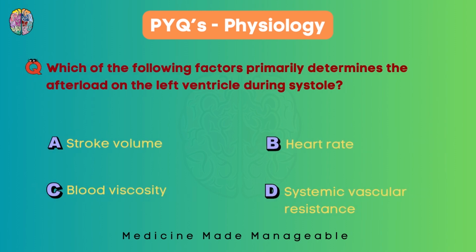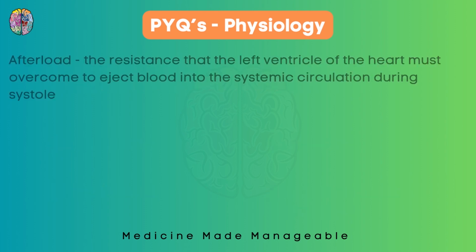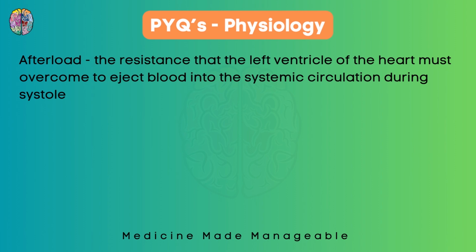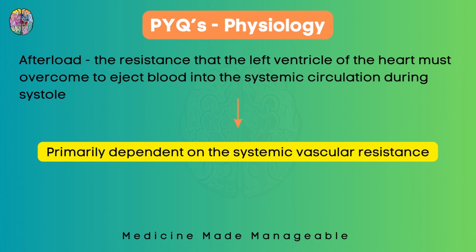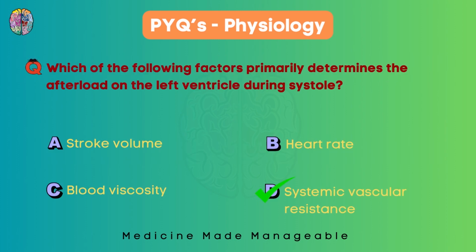Which of the following factors primarily determines the afterload on the left ventricle during systole? Is it stroke volume, heart rate, blood viscosity, or systemic vascular resistance? So what is afterload? It is the resistance that the left ventricle of the heart must overcome to eject blood into the systemic circulation during systole. And it mainly depends on the systemic vascular resistance. If a person has high systemic vascular resistance, the left ventricle is going to find it harder to push blood through, and so we can say that the afterload will be increased. Coming back to our question, our correct option is option D.